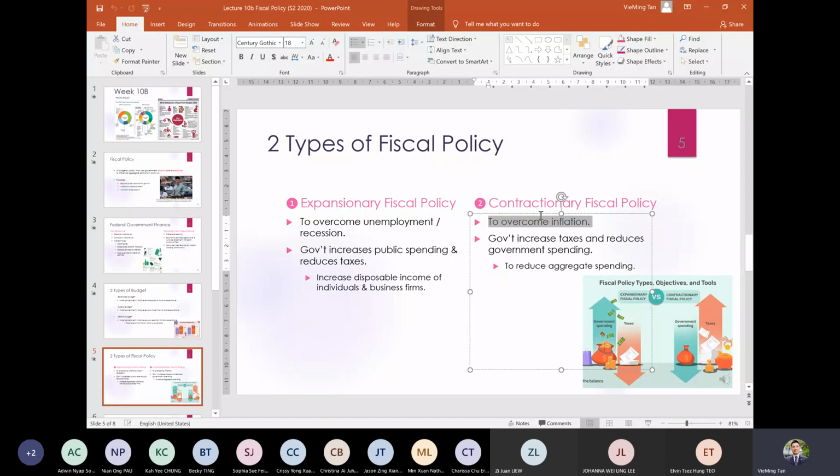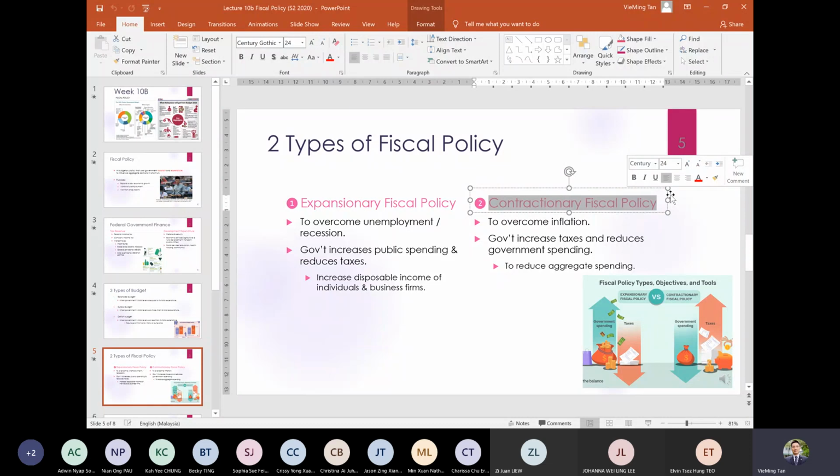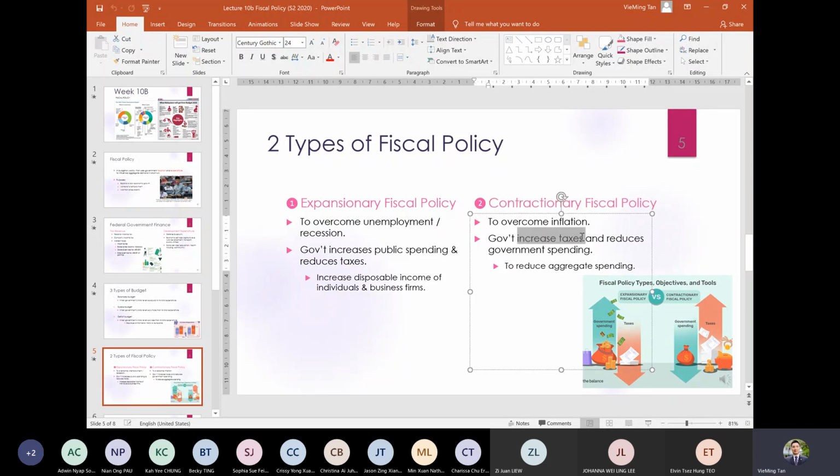If that's the case, the government can practice contractionary fiscal policy. Contract means reduce, a reduction type of strategy. So how to do so then? The government can also use two tools, which are tax and spending, to manage the inflation rate. The government can try to increase the taxes on households and private firms so that they reduce their spending. So by implementing taxes, this can reduce the spending of households and firms, right?